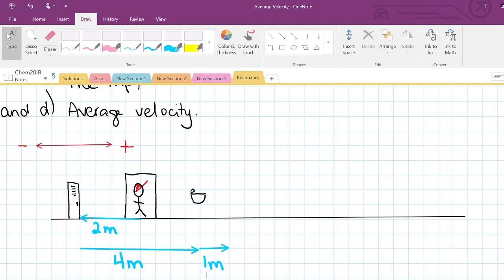Right, so my 1 meter magnitude is taking up 2 blocks here. My 2 meter magnitude is taking up 4 blocks. My 4 meter magnitude is taking up 8 blocks. So all of these vector arrows are representative of the magnitudes that they're showing.